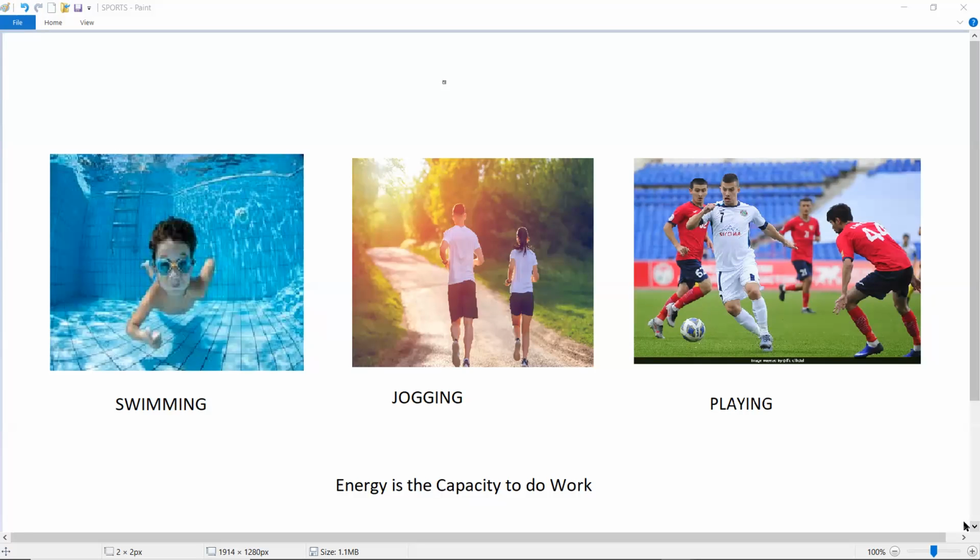The amount of energy that we need also depends upon the task that we are doing. For example, we need more energy to swim or jog than what we need to walk slowly. We need more energy to play sports such as football than what we need to sit at home and watch football on television.